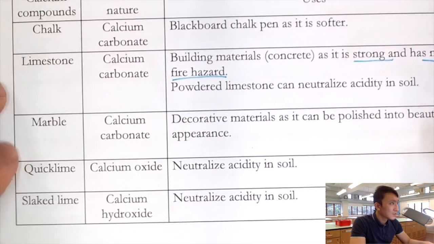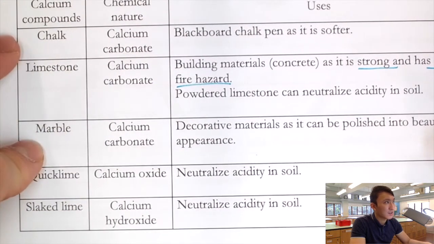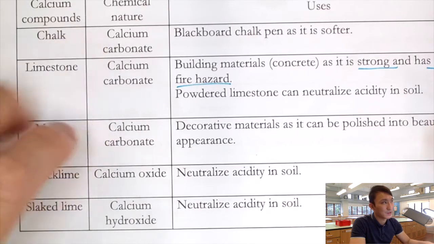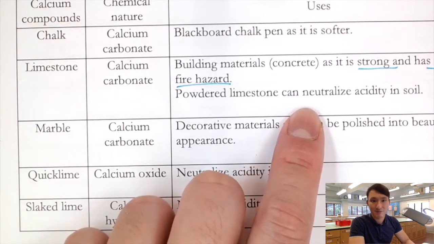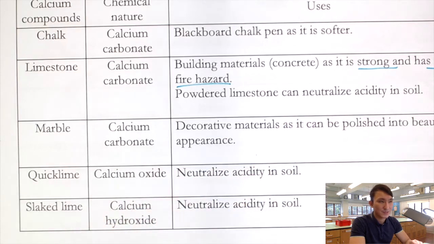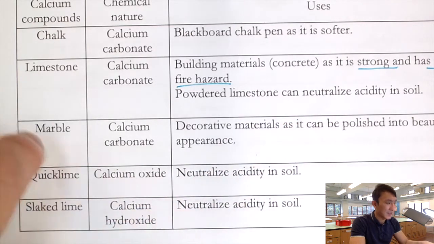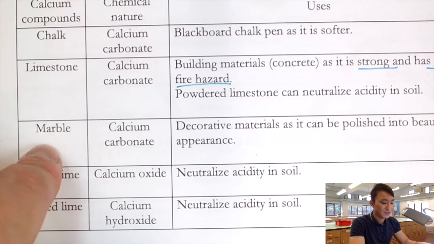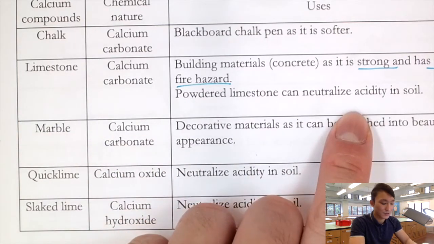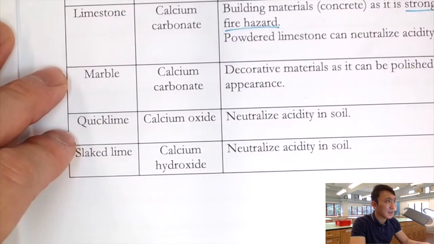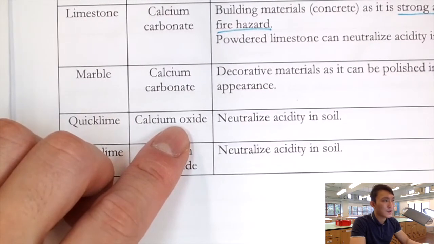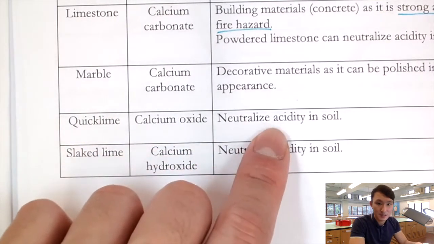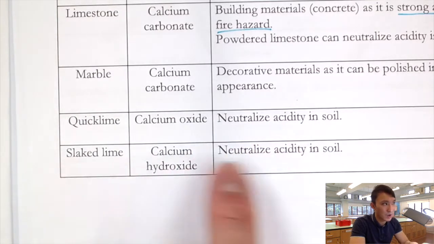Now, even though marble and chalk are both calcium carbonate, you don't expect to use marble for neutralizing acidity in soil, right? That makes a lot of sense. You don't use an expensive substance to just neutralize the acidity in soil. Now down here, quicklime, if you remember, calcium oxide. One of its applications is to neutralize acidity in soil. Actually, slaked lime as well.